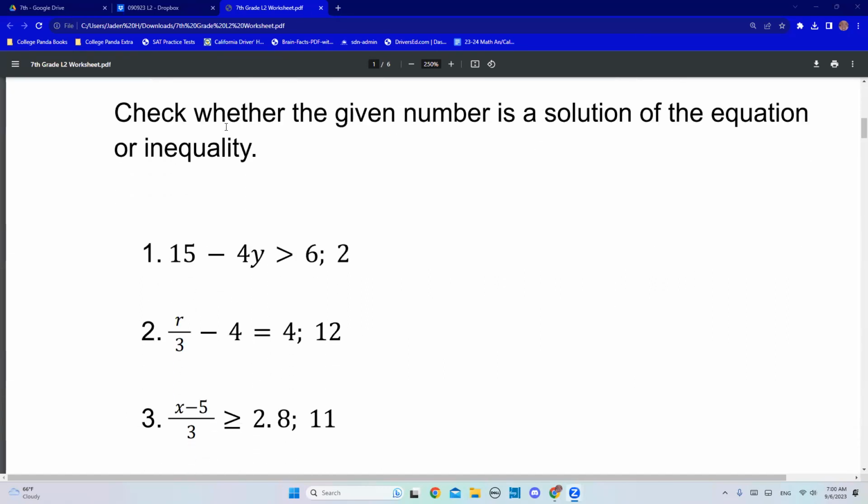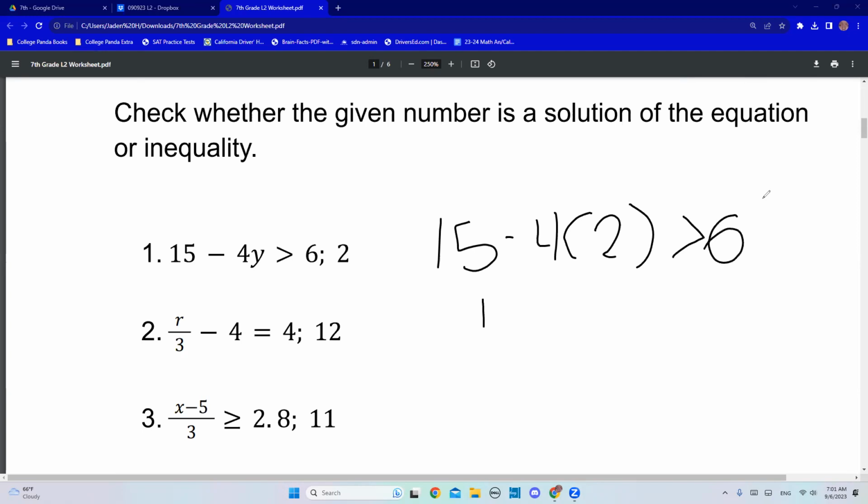All right, the next section requires you to check whether the given number is a solution of the equation or inequality. So we'll try out 1 and 3. So 15 minus 4y is greater than 6, and we have to plug in the number 2. So let's check. So 15 minus, and we'd plug in 2 wherever it says y.